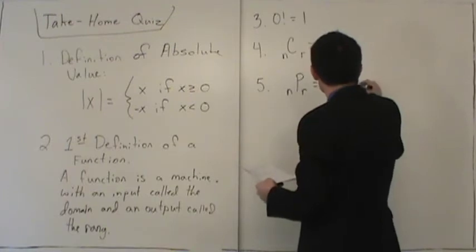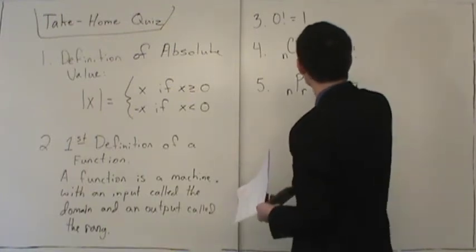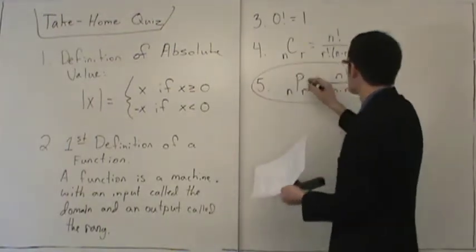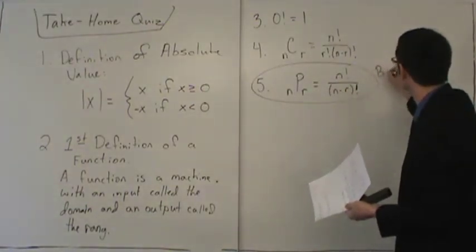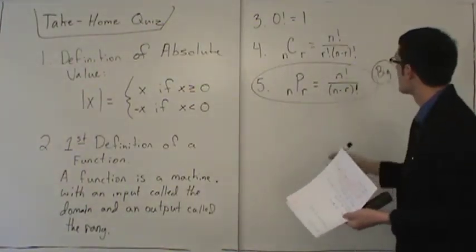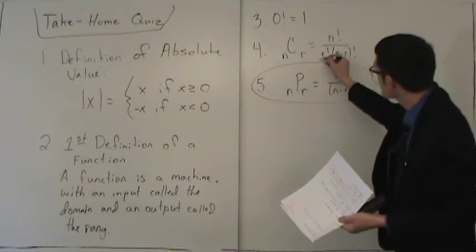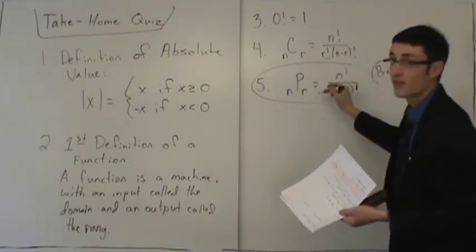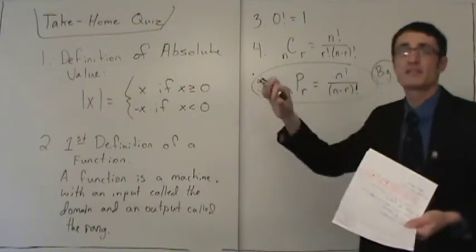Which of these is a bigger value? Remember, permutation is the big value. Notice in the combination formula, we're dividing by something extra. We're dividing by an r factorial. When we divide by r factorial, the value gets smaller.